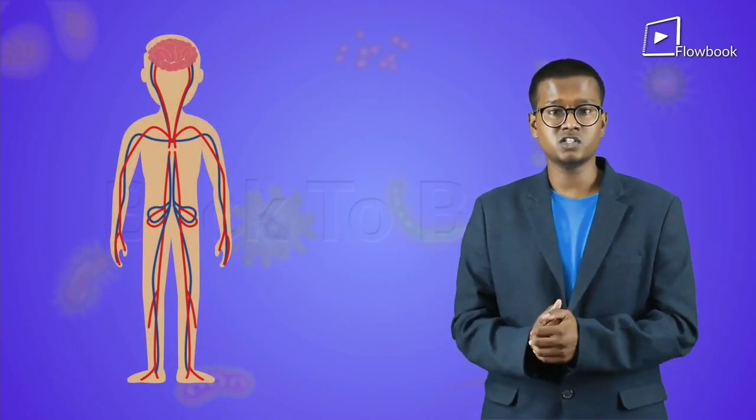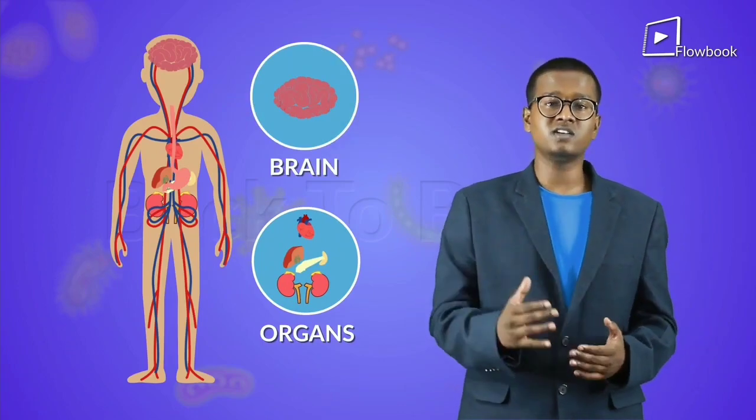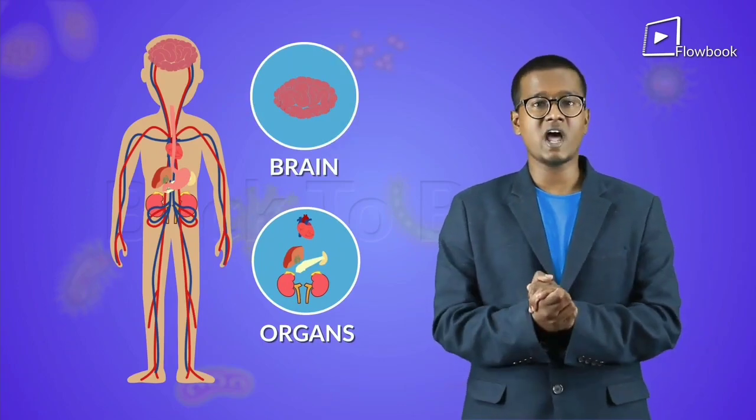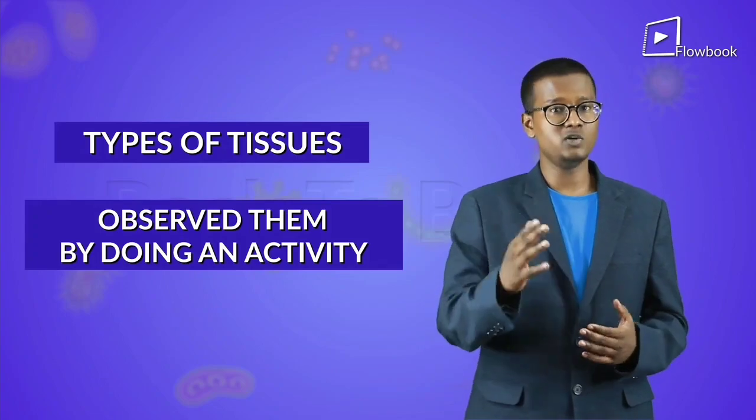Apart from this, we have the other kind of tissue, which is the nervous tissue, which connects various organs with the brain and responds to internal as well as external stimuli. So what have we learned today? We have learned about the types of tissues and also observed them by doing an activity.